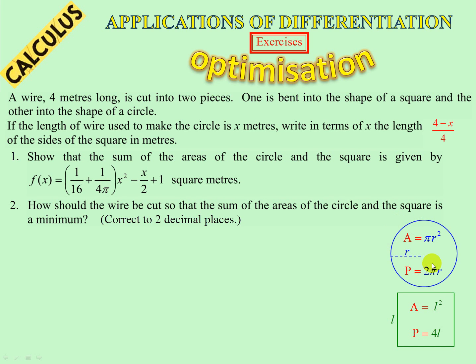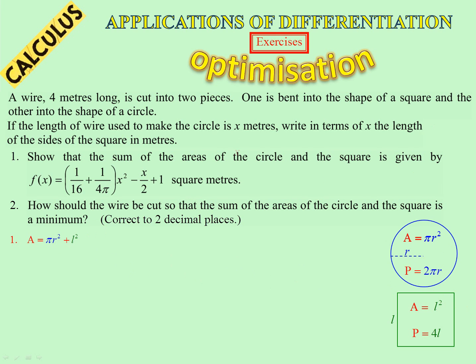So, there's our circle, pi r squared for the area, 2 pi r for the circumference. There's L squared and 4L for the area and perimeter of the square. Now we need the sum of the areas, so the sum of the areas is going to be pi r squared plus L squared.